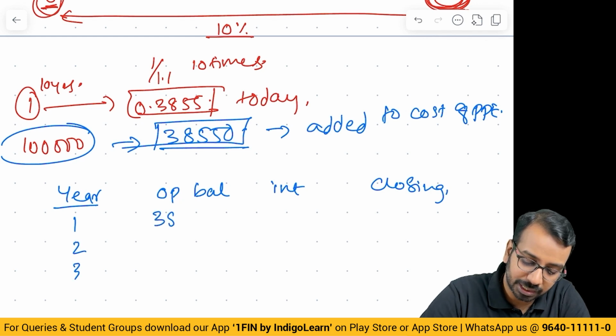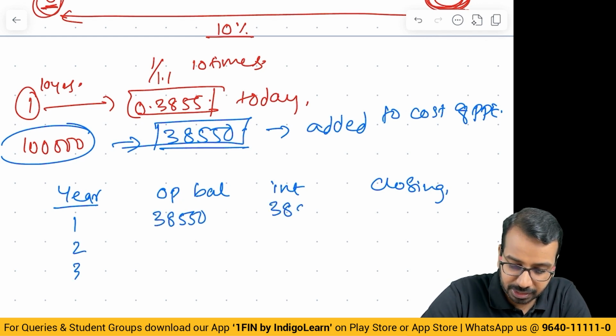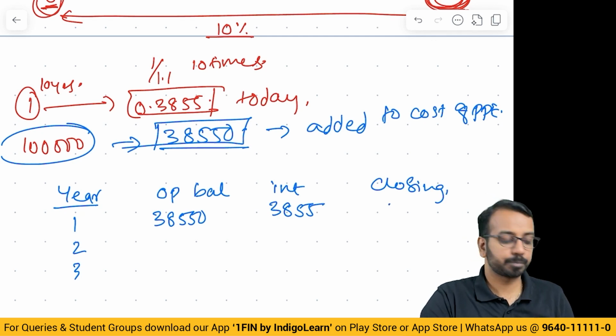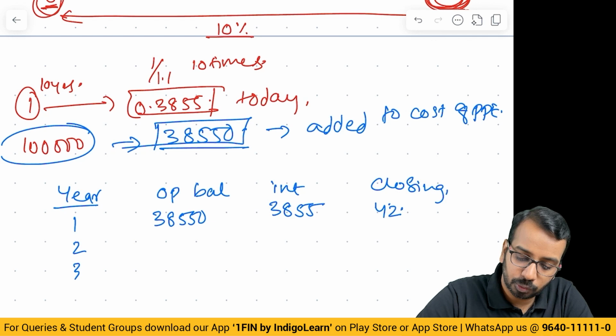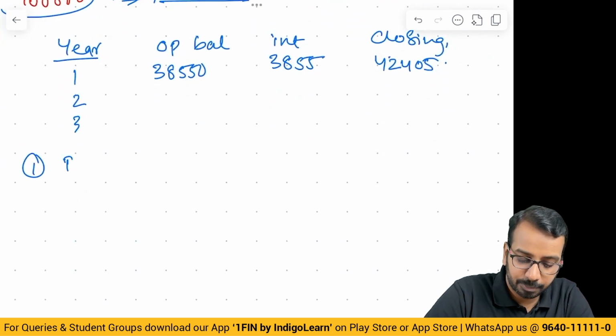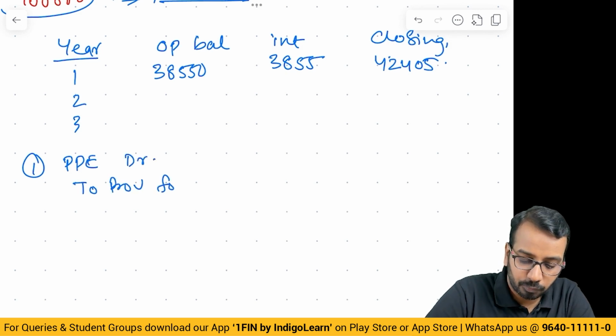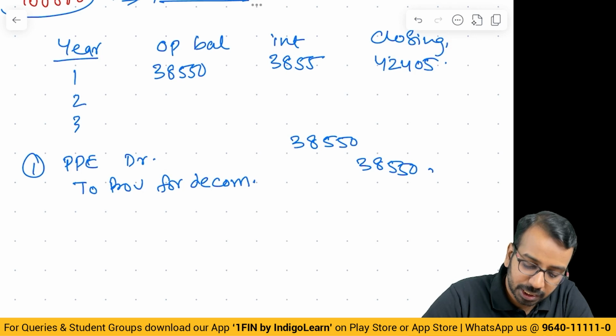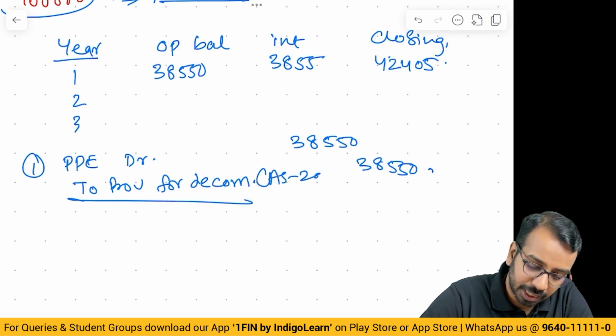You'll do opening balance 38550. You will add interest of 3855 and you will calculate the closing balance. So closing balance would be 38550 plus 3855. You get 42405. So first thing what will happen is you will debit PPE to provision for decommissioning 38550. This provision for decommissioning is covered by your accounting standard 29.